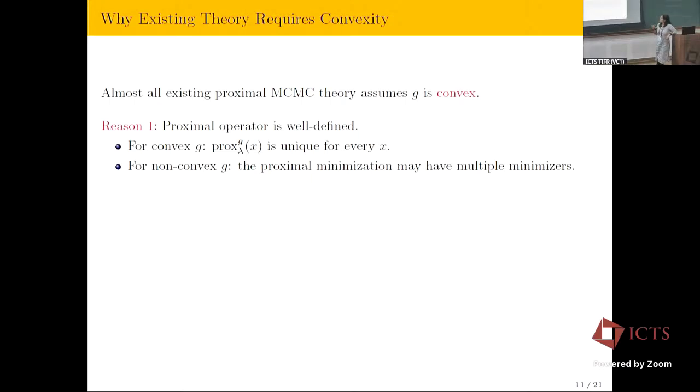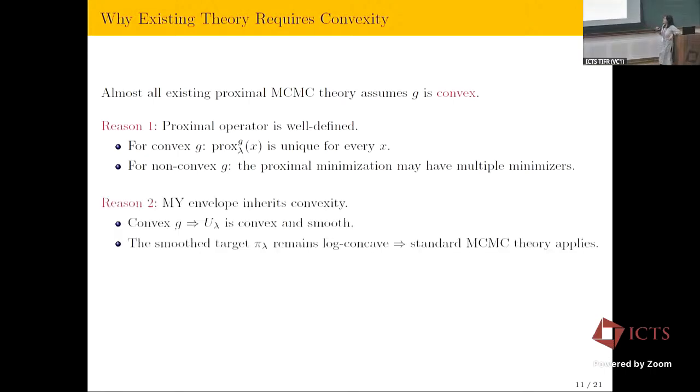So for convex G, prox G is unique for every x. For non-convex G, the proximal minimization may have multiple minimizers. And we'll see an example of this in a couple of slides. Another reason is that the Moreau envelope inherits convexity. So because G is convex, U lambda is convex. And that turns out to be, again, very useful because I'm employing gradients of this object.